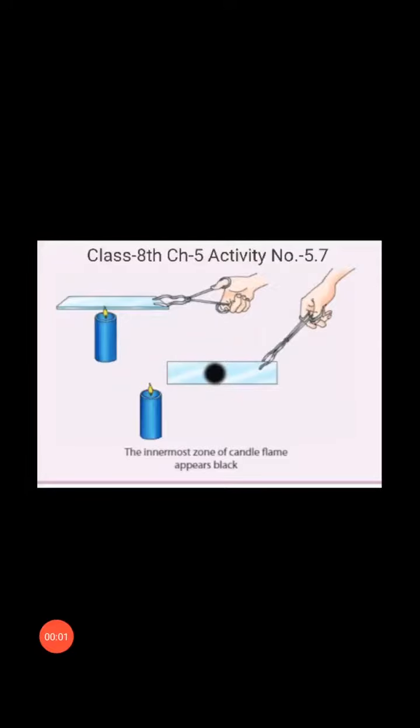Good morning students. Today we do an activity of class 6th, chapter number 5, combustion and flame. Activity number is 5.7 and the aim of our activity is to prove that the innermost zone of a candle flame has unburnt wax.